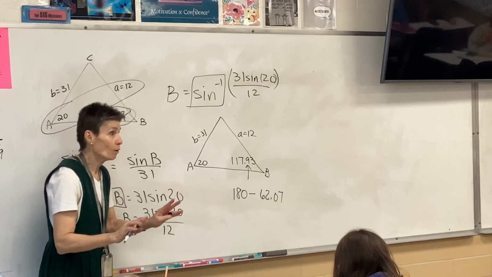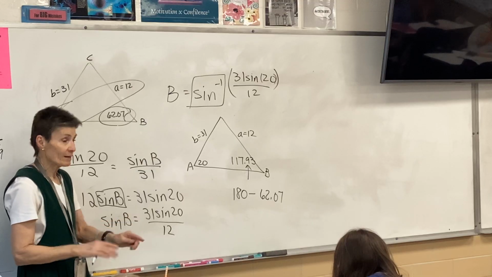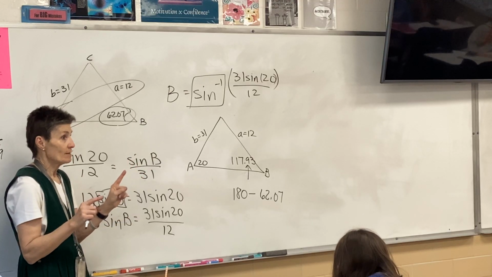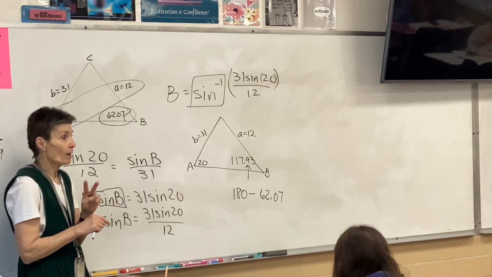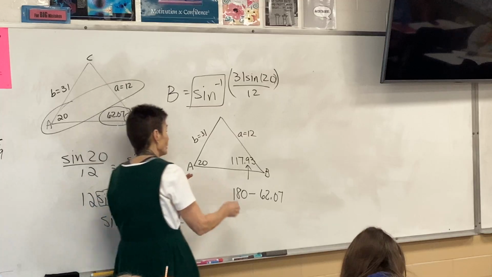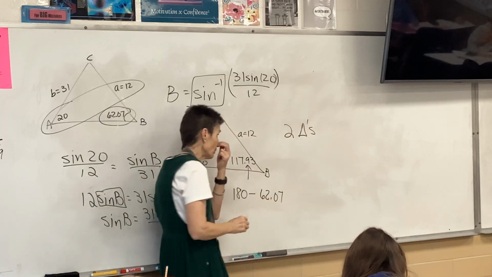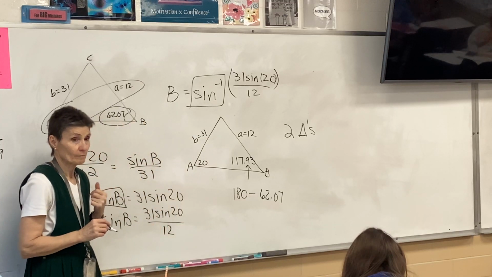Now you're not solving this triangle. You are just trying to figure out, am I going to have one angle B or can I have another angle B? And the answer is, I can have both of those. Both of those are okay. So how many triangles are possible? 2. Now let me show you what would happen if there weren't 2.